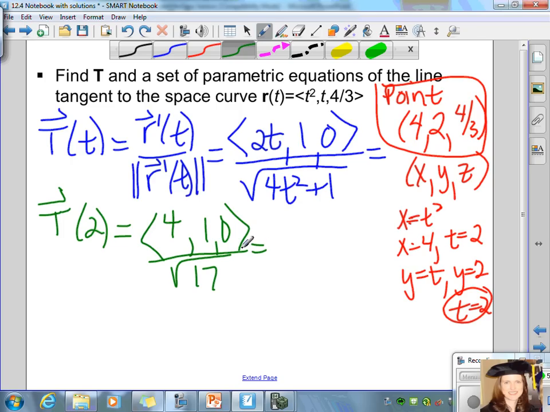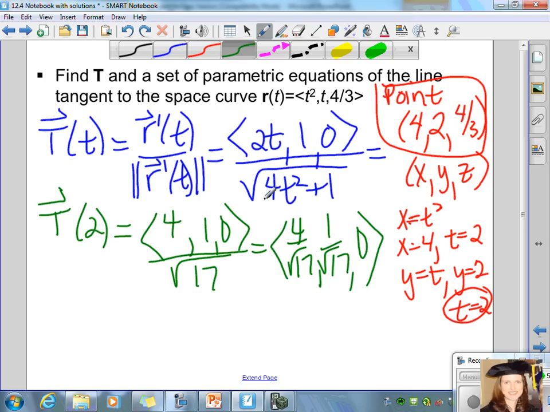So your unit tangent vector can be written in this way, or you can divide each of those, 4 over square root of 17, 1 over square root of 17, and 0. So that would be the unit tangent vector to the space curve at the point 4, 2, 4/3.